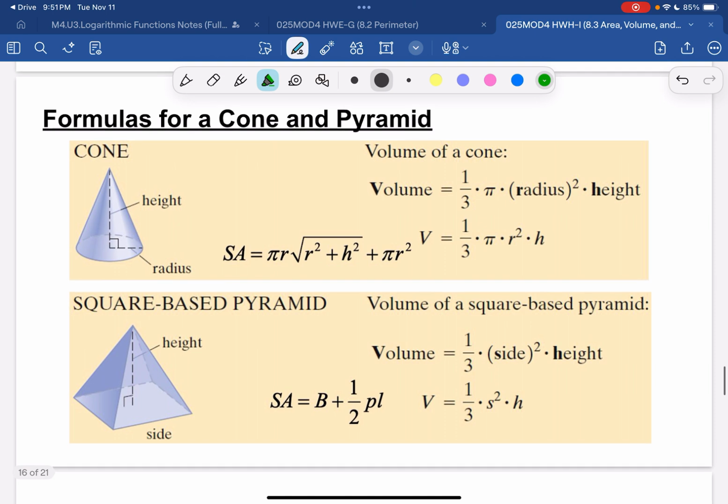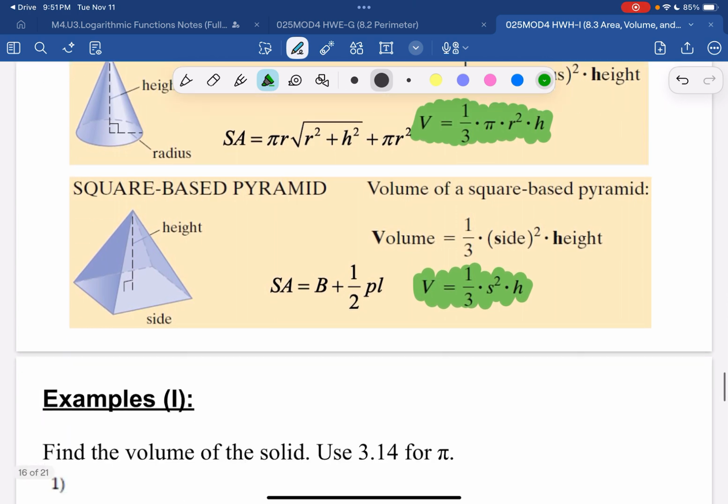Okay, and then we've got a cone and a pyramid, and these are very similar to each other. So the volume is 1/3 pi r squared h. You've got this surface area formula. We're really focusing on volume, so don't stress yourself out about that formula looking so funky. And then for our pyramid, we've got 1/3 times the side squared times the height. We've also got that surface area formula. Again, please just focus on the volume.